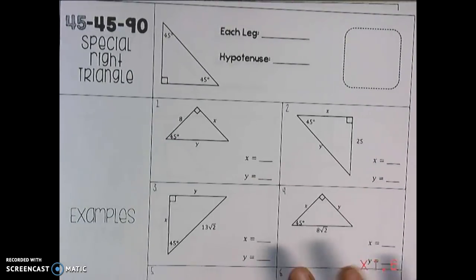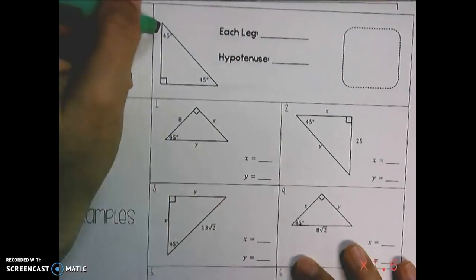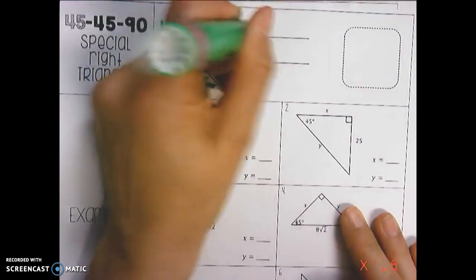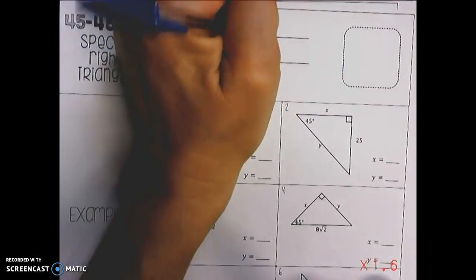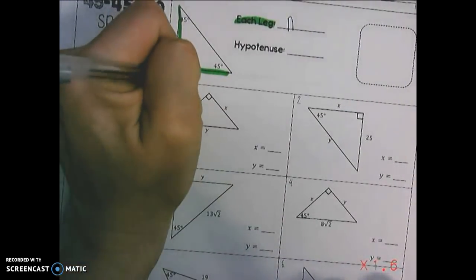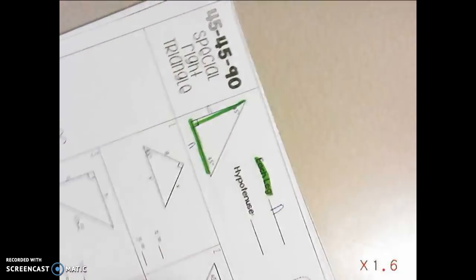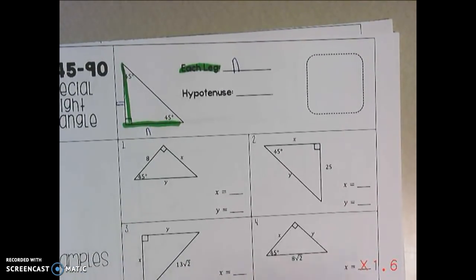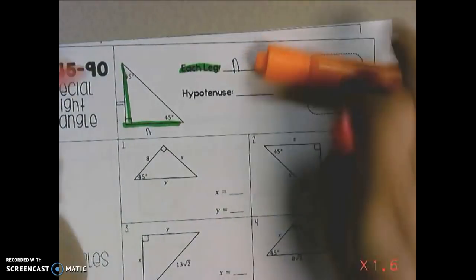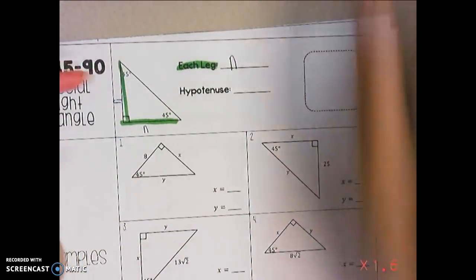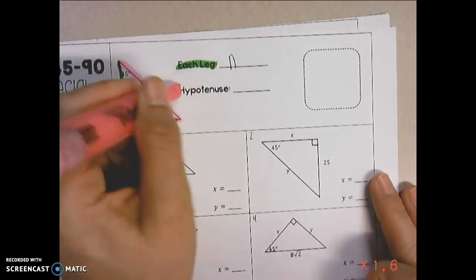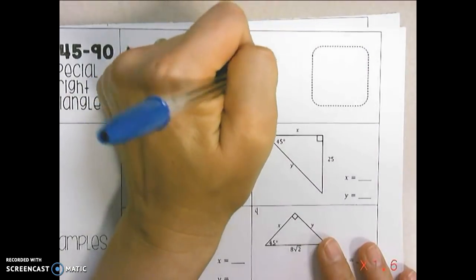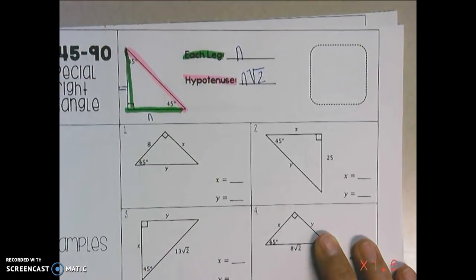So what you want to do is think of each leg, and remember, the legs make up the right triangle, and each leg is going to be called N. So you would call this side N, and this side N. They are called N. And the hypotenuse has a rule of n rad 2. That's why we were simplifying radicals.